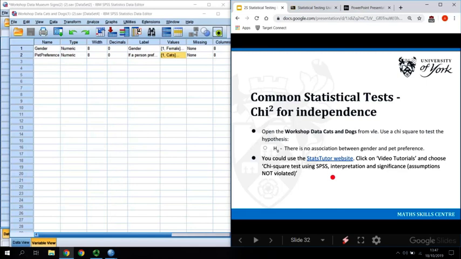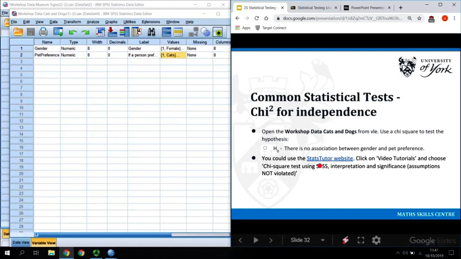So we're going to test the assumption there is no association between gender and pet preference. And I'm emphasizing the word association here because remember, this might not be the most ideal test for this hypothesis, because actually we were thinking that gender would have an effect on pet preference rather than that there's just an association. So just be aware of that if you're using chi-squared in a similar situation.